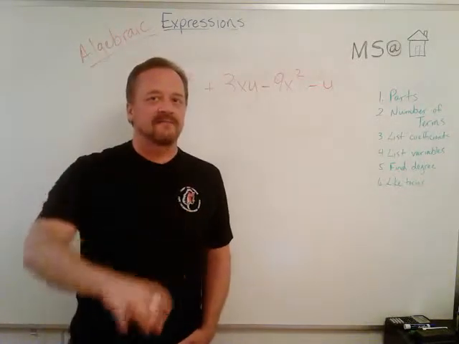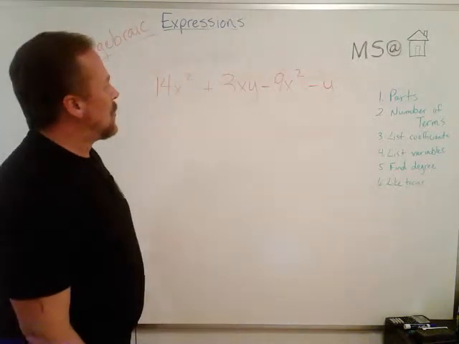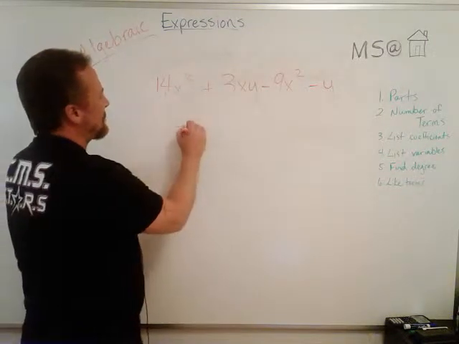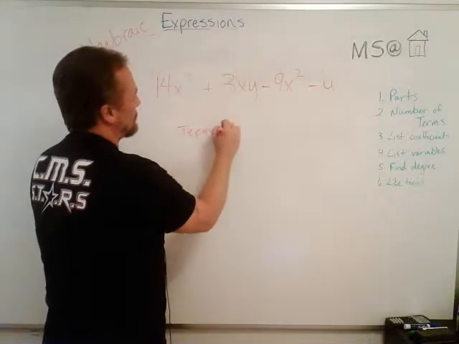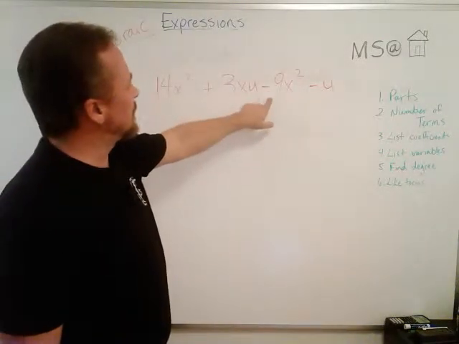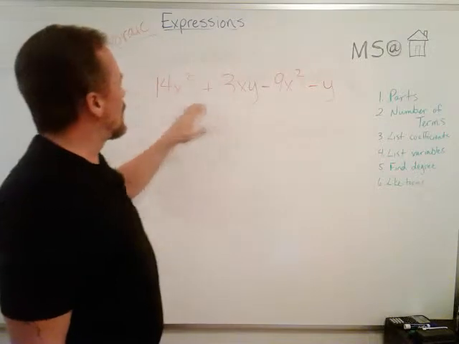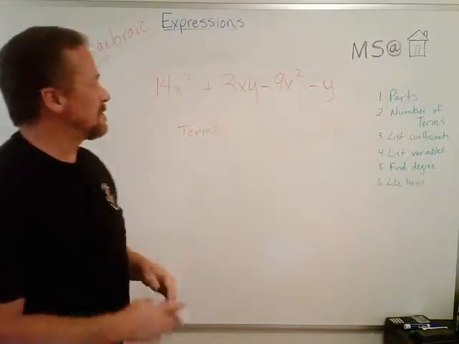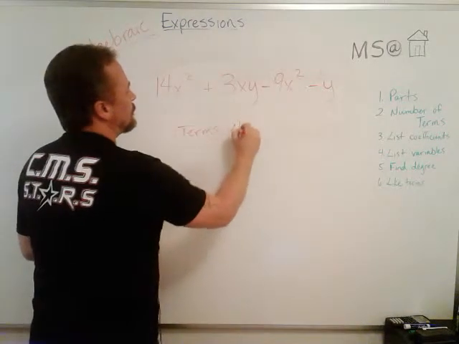First thing I want to ask, how many terms are there? There's a plus sign, here's a minus sign, here's a minus sign, so there are 1, 2, 3, 4 terms. Okay? 4 of them.